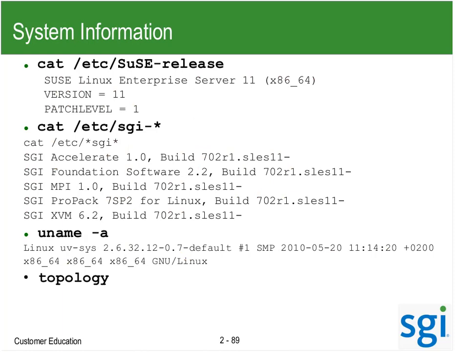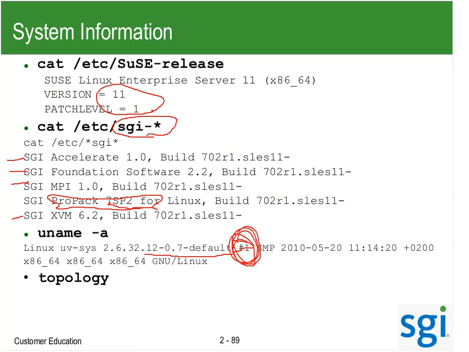So here was an example. SUSE-release should give me 11.1. Then I catted SGI-asterisk. Here's my Accelerate, my Foundation, my MPI, my XVM. And they do still have a ProPack marking in there. And then my uname, this is the default kernel. We do not want a default kernel.